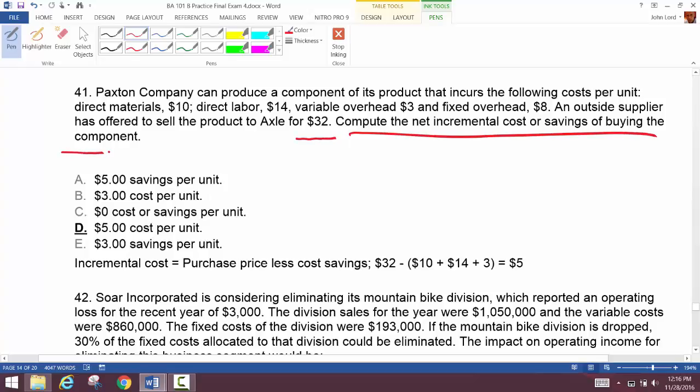So right now this is costing me what? Do I have to pay the direct materials? Got to pay the 10 for direct materials. How about the direct labor? Got to pay the direct labor. Okay. How about the variable overhead? Got to pay the variable overhead. Good. How about the fixed overhead? That's not relevant, right? I'm going to be stuck with that no matter what. So I add all these up, and that's 27 versus the 32. So if I go ahead and make these units, it's cheaper for me, right? I save $5 per unit.